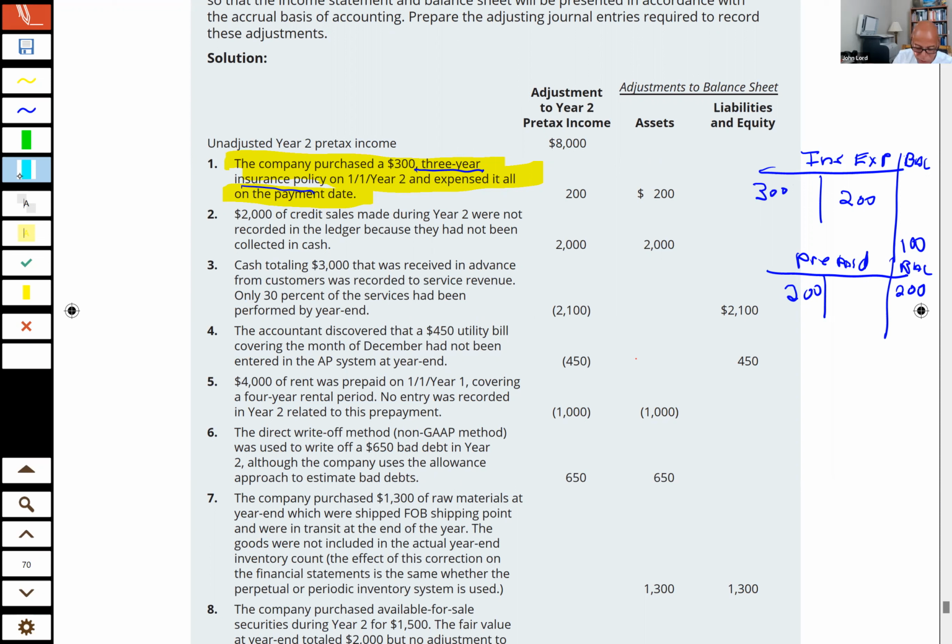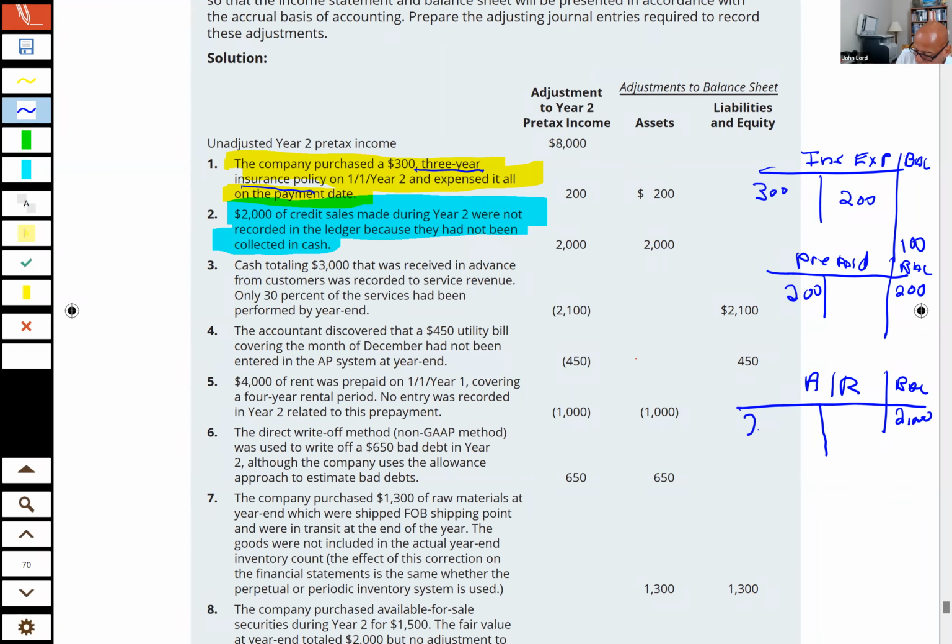$2,000 of credit sales made during year 2 were not recorded in the ledger balance because they had not been collected in cash. Well, it doesn't have to be collected in cash. We learned that in our very first accounting class, right? So what happens? Well, that means we should have an accounts receivable that wasn't showing anything. There needs to be a balance of what? Of 2,000 in there? Yeah. So we have to debit it for 2,000?